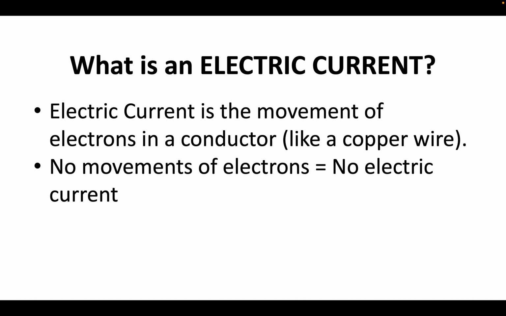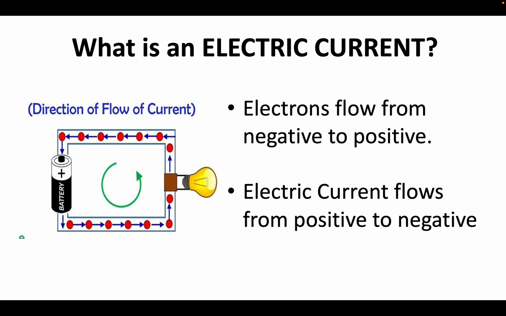What is electric current? Electric current is simply the movement of electrons through a conductor like a copper wire. Here's something interesting. Scientists describe the movement of electrons from the negative side toward the positive side. However, by convention, we say electric current flows from the positive terminal to the negative terminal. Don't worry, if that sounds confusing, just remember electrons move one way, while conventional current is described in the opposite direction.